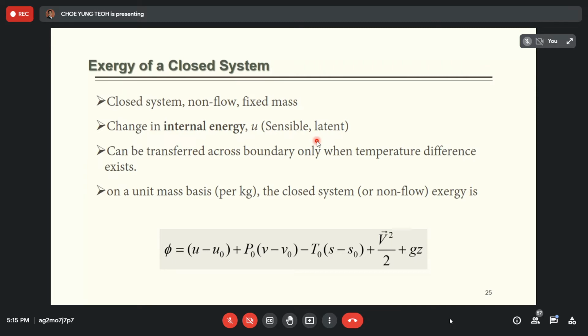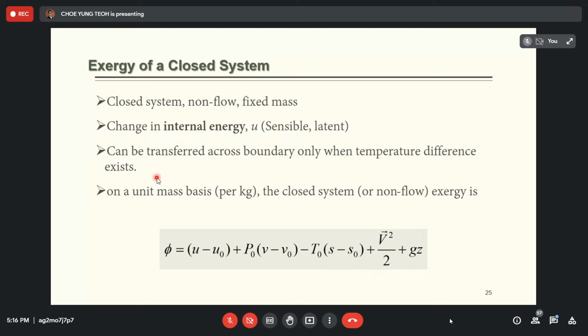Something like when you boil the water. The water temperature is 100 degrees Celsius, and you keep boiling. The water temperature still remains 100 degrees Celsius, but it will change to gas, to steam. And then the steam will still remain at 100 degrees Celsius. So it changes the phase but not the temperature, but it still absorbs the energy. We call this latent internal energy. But this is just for understanding. When we do the calculation, we can always follow the steam table, follow the ideal gas law. And this exergy can be transferred across the boundary only when a temperature difference exists.